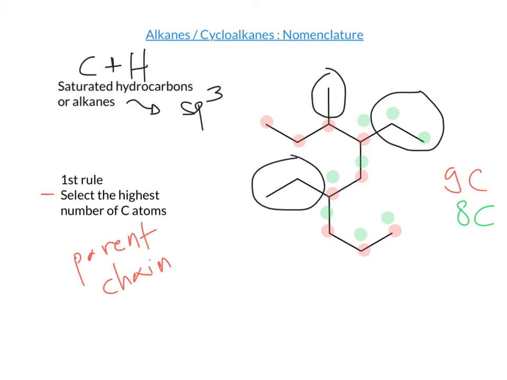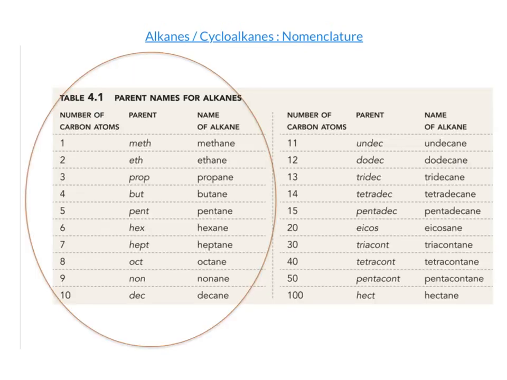How do we name this parent chain? Because it has 9 carbons, the name will be non, and because it's an alkane, the suffix will be ane, as we see in the table that we have. Here we can see that 9 carbons have the name non and get the suffix ane if we talk about alkanes.